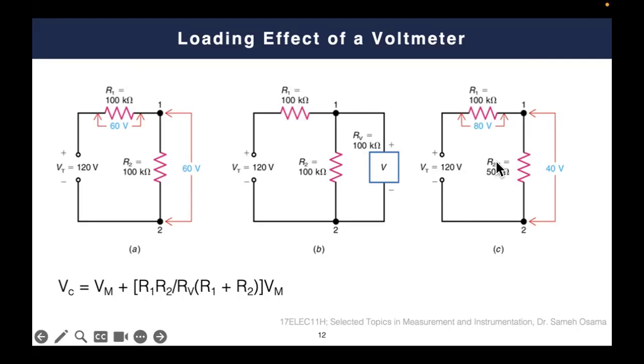So the voltage divider process here is not symmetric. It's not 100K to 100K. It's 100K to 50K. So the voltmeter reading will be 40 volts, not 60, which is a deviated wrong measurement, simply due to what we already mentioned in the ammeter, which is the loading effect.